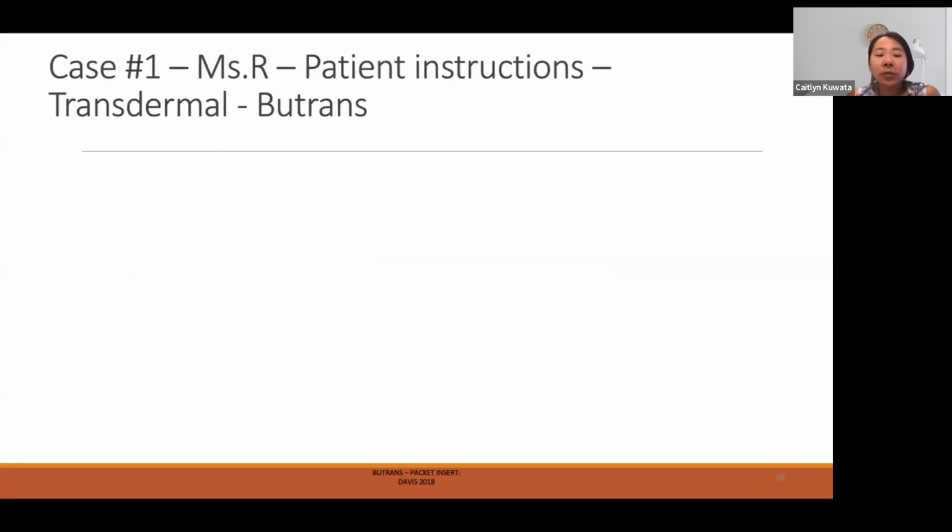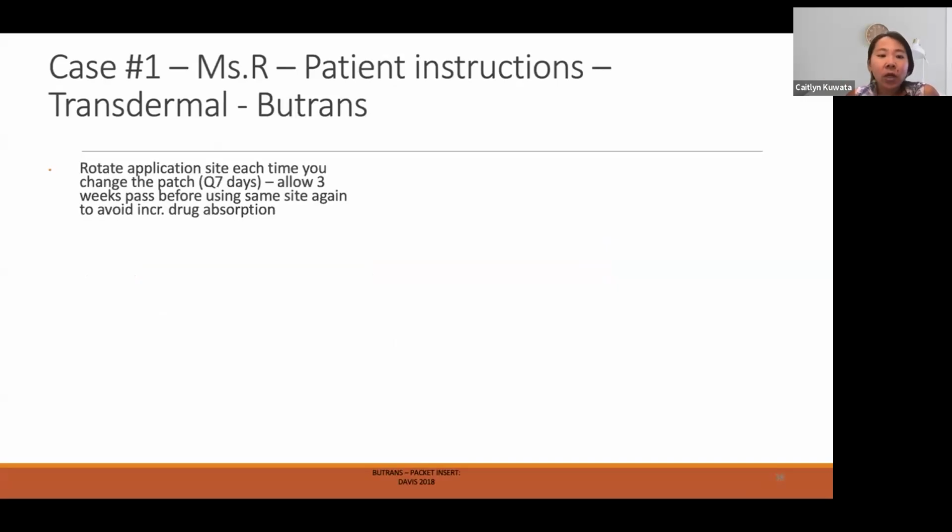So in terms of patient instructions for the Butrans patch, you prescribe the Butrans patch, how do you instruct the patient to use this? It's really important you talk about rotating your application site each time you change the patch every 7 days. You want to allow 3 weeks to pass before using the same site again to avoid increased drug absorption.